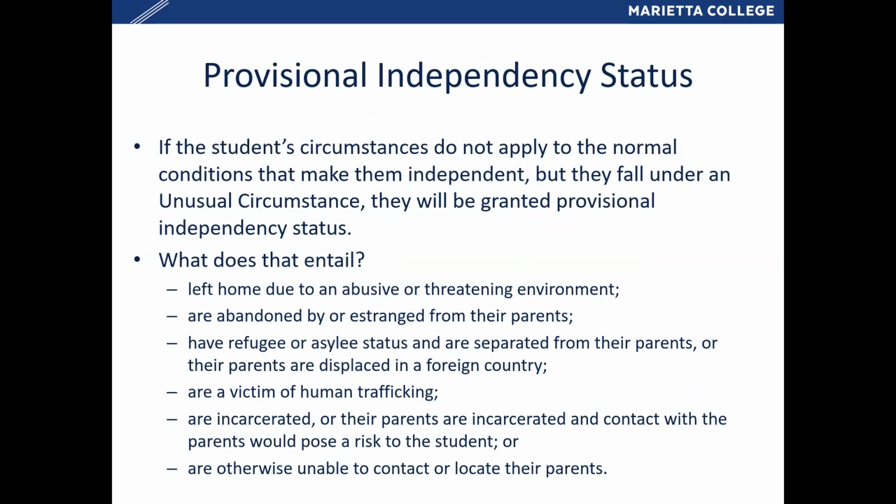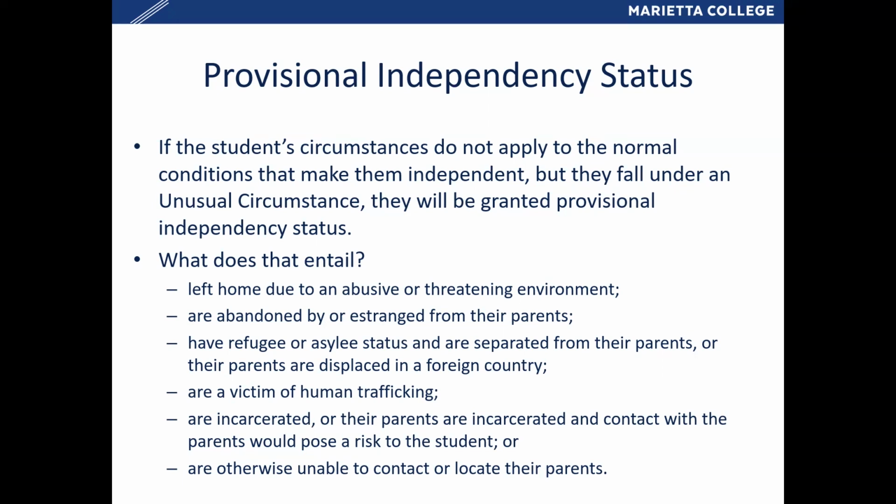Now, this is where we're going to talk about the unusual circumstances that we saw earlier. So again, this is a little bit new for 24-25, but there is now what's called provisional independency status. So if the student's circumstances do not apply to the normal conditions that make them independent, so all the situations that we've talked about before that make the student independent, if they do not fall under any of those, but they fall under what's called an unusual circumstance, which we will talk about here in just a second, they are granted provisional independency status.